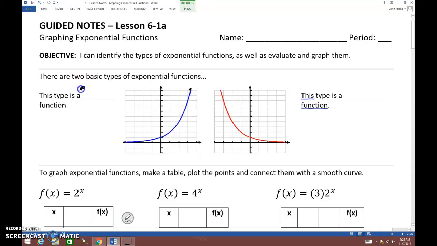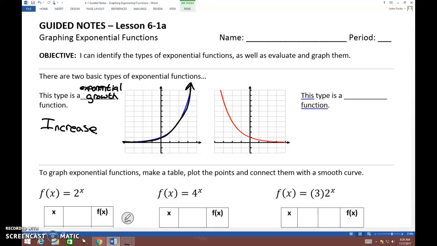That's going to be an exponential growth function. Like I said, with exponential growth, we're going to increase. See how these values go up? We're going up, so that's going to increase. So exponential growth simply means we're increasing the values.